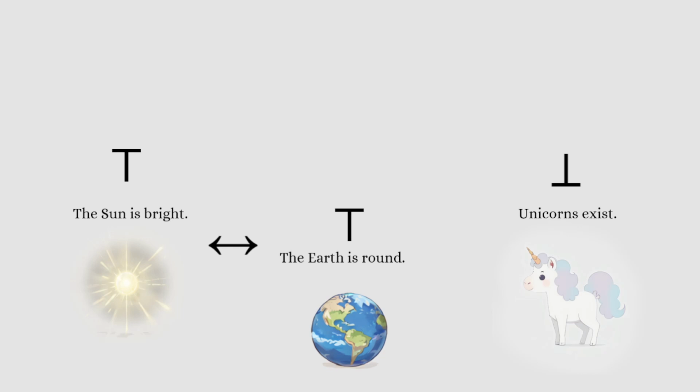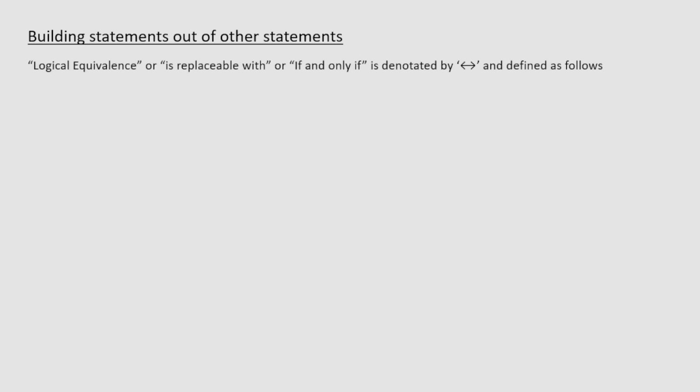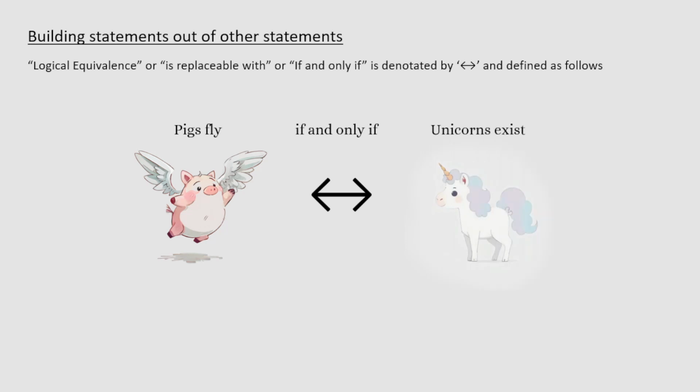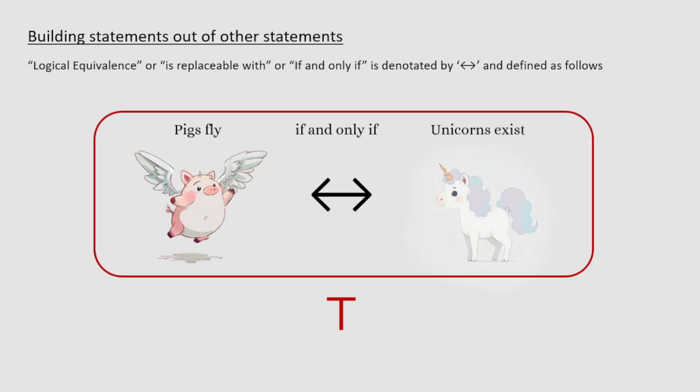But the statement that two things are equal is itself a statement. And that brings us to building statements out of other statements. Logical equivalence, or is replaceable with, or as sometimes we will call it, if and only if, is denoted by the double arrow we saw previously. For example, we could say, pigs fly if and only if unicorns exist, and that would be a true statement overall. We've combined the two statements into a new statement.